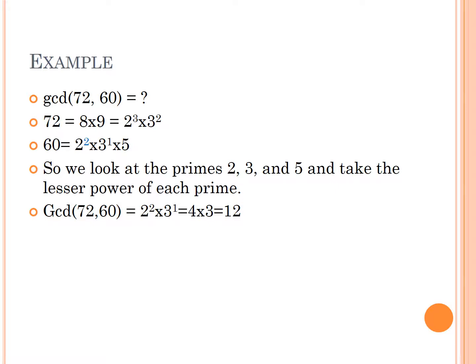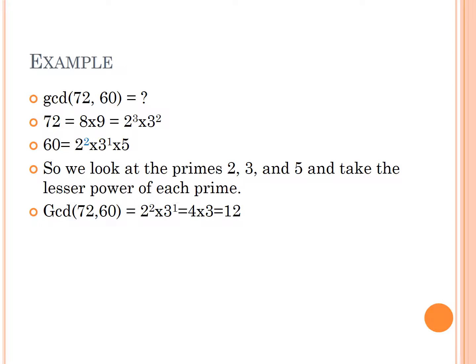So I look at each prime. I have 2 cubed and 2 squared. I am going to take the smaller power, so I'm going to use 2 squared. I have 3 squared and 3 to the first. So I'm going to use the smaller power, 3 to the first. I have 5 to the first in 60. I don't have a 5 in 72. That means I'm not going to use 5 at all. And so my GCD is going to be 2 to the 2 times 3 to the 1. And that's 4 times 3, which is 12.